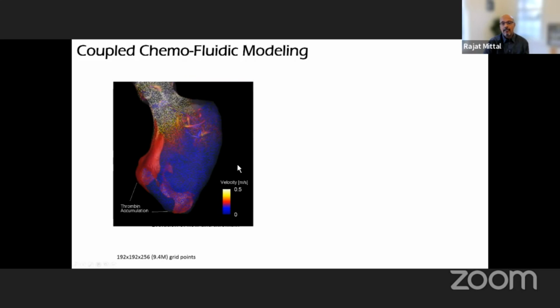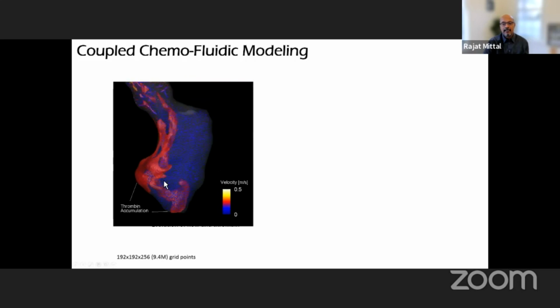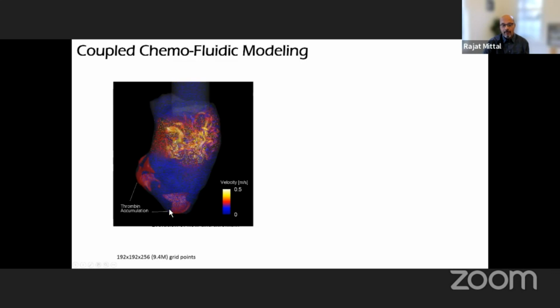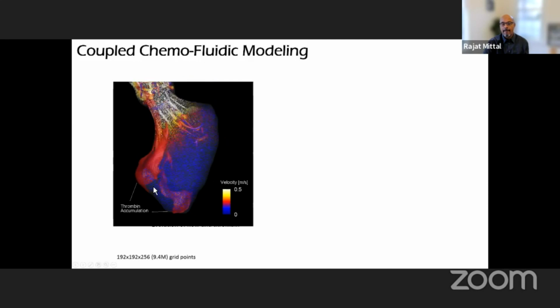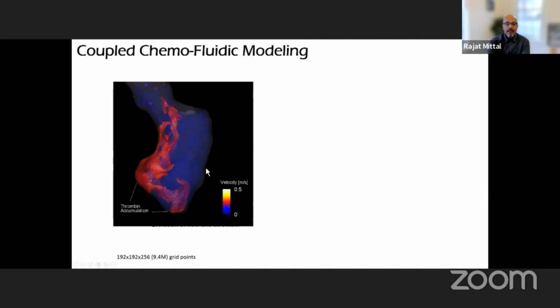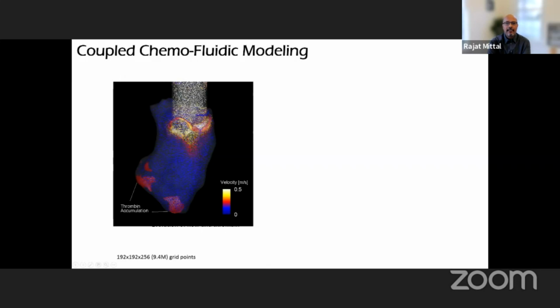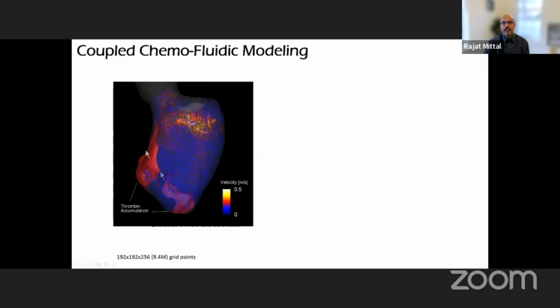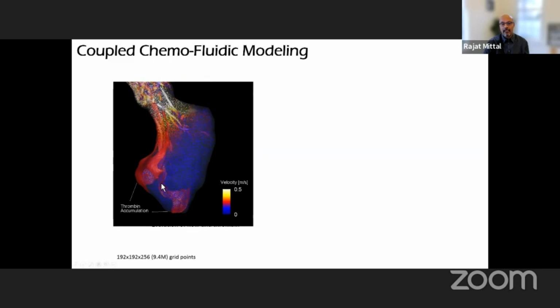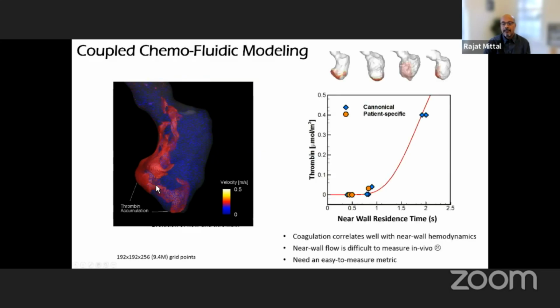And what this coupled simulation is telling us is that the thrombus in this patient, if it were to form, would form probably in this area of the left ventricle or this area of the left ventricle. All right. So basically our simulation is not only telling us something about the fluid dynamics, but it's also starting to tell us something about the chemistry of coagulation and the risk of coagulation.